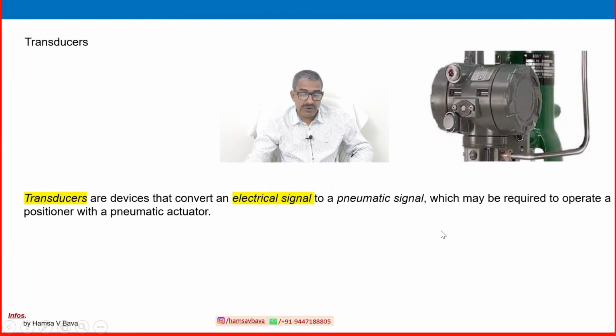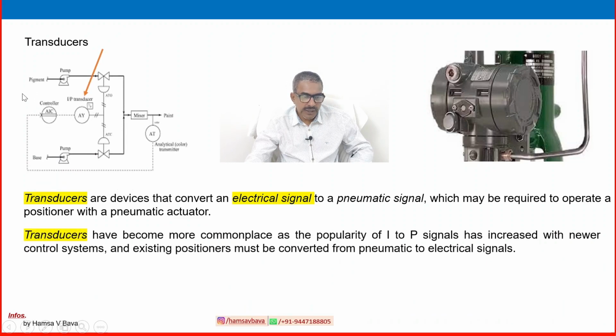Transducers, some more information on transducers as part of accessories. Transducers are electrical devices that convert an electrical signal to a pneumatic signal, which may be required to operate a positioner with a pneumatic actuator. This is a transducer symbol picture. Here is the I2P converter. Transducers have become more commonplace as the popularity of I2P signals has increased with newer control systems, and existing positioners must be converted from pneumatic to electrical signals.